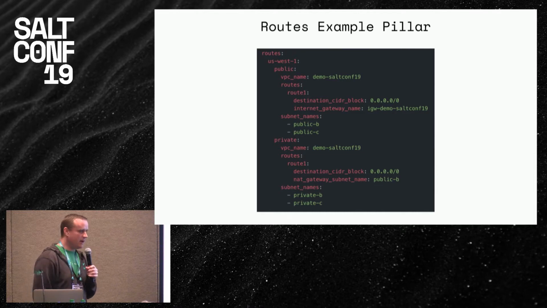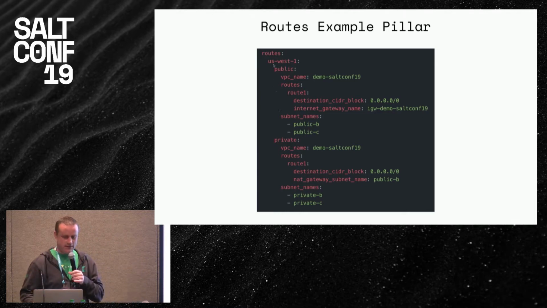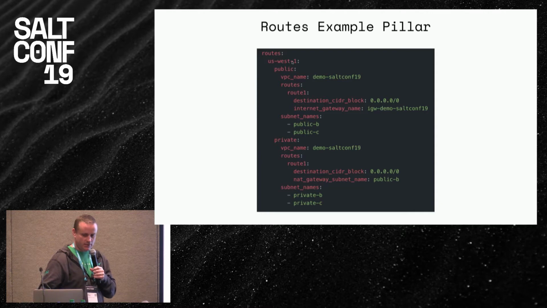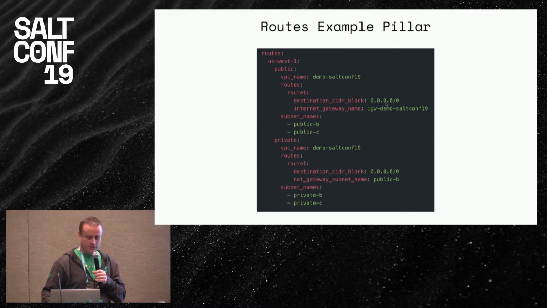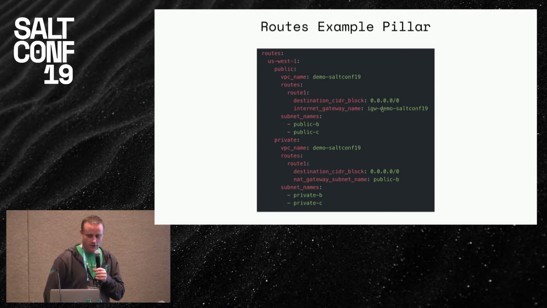For routes, we need our routing tables. And so we want to have different route tables for our private subnets and a different route table for our public subnets. So here we do the same thing. We say, hey, we want some route tables in US West 1. We want a public route table, and it needs to be in this VPC right here. And here's the routes. We just have a default gateway to the internet, and it needs to use our internet gateway that was created. And we're doing these by names.